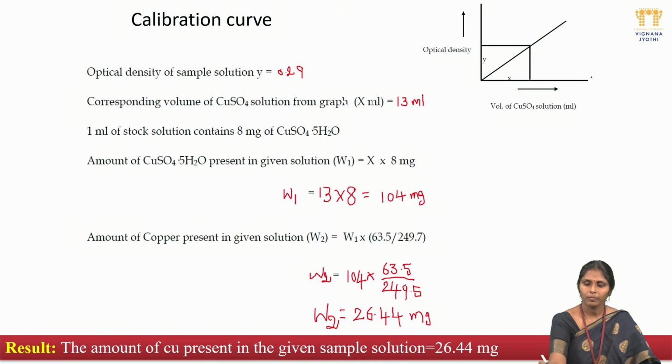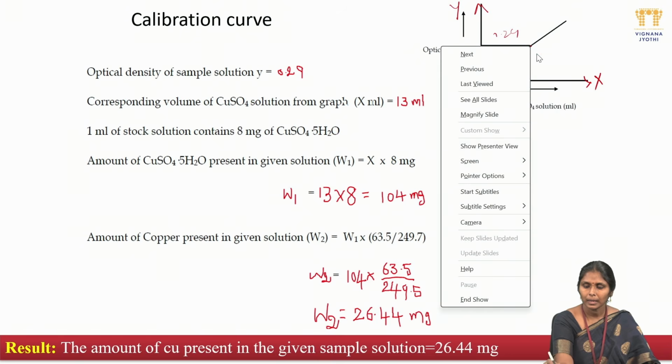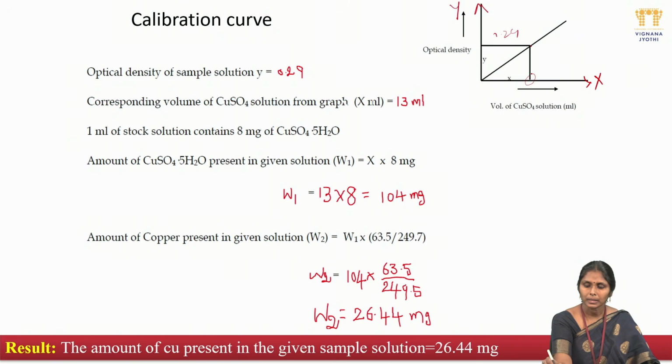Now plot a graph between volume of copper sulfate on the x-axis and the optical density or absorbance values on the y-axis. Plot all the values on this graph, and you can get a straight line that passes through the origin. Here the optical density, suppose, is 0.29. This 0.29 cuts the straight line and touches the x-axis. From these values we can get 13 ml as the unknown concentrated volume.